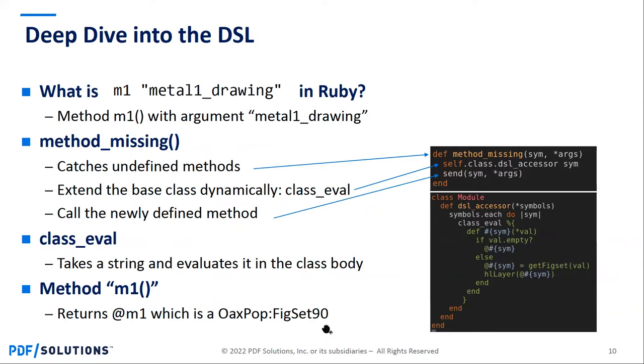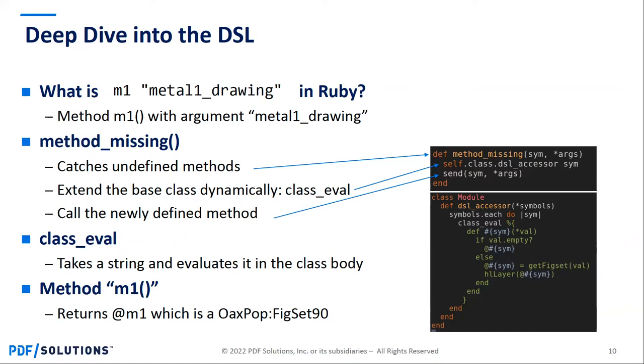Let's dive a little bit deeper into this DSL. So what is actually M1 space and then in quotes metal 1 drawing in Ruby? Well, as I told you before, it's a method. It's a method M1, and I'm lazy, so I'm not writing the parentheses in this case, and it has an argument, which is a string called metal 1 drawing.